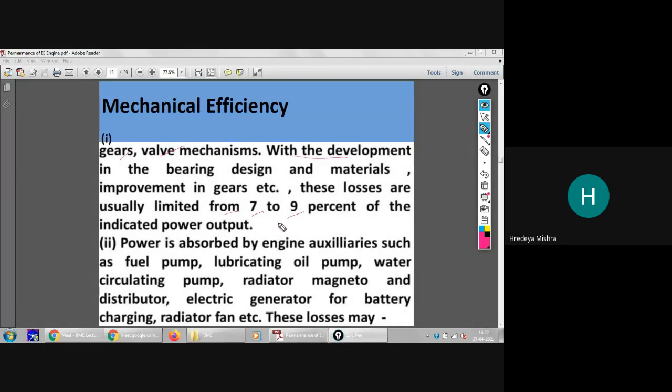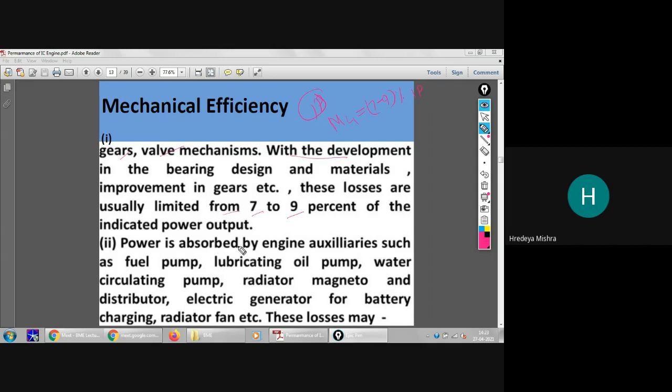of the indicated power. Means we have calculated the IP, and this is the mechanical loss one, ML1, mechanical losses 1. It is 7 to 9% of IP.